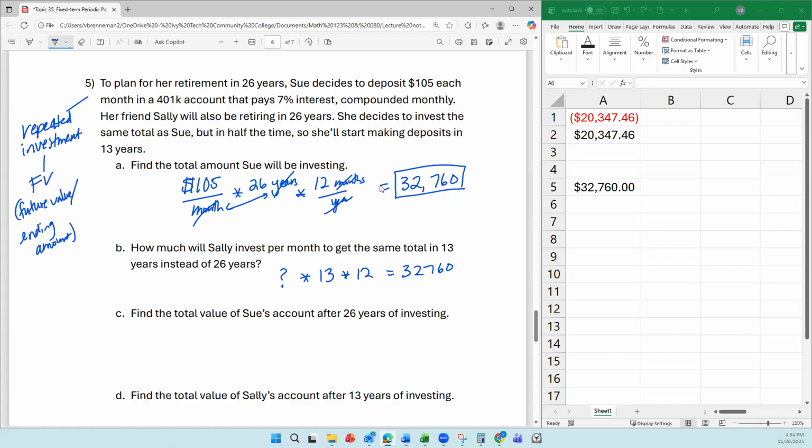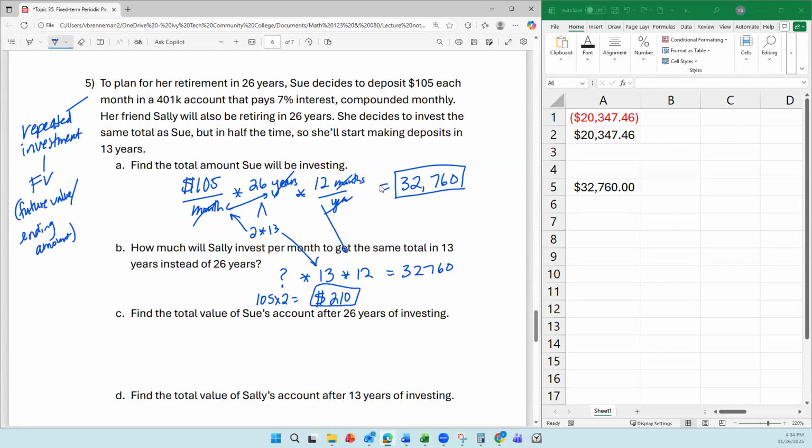So we've made the 13 half. We've basically taken out the 26, which is 2 times 13, and I just have the 13 here. Then I need to take that 2 and instead combine it with the 105. She's going to invest for half the amount of time, so she's going to have to invest twice the amount per time. So 105 times 2, which is 210 per month.